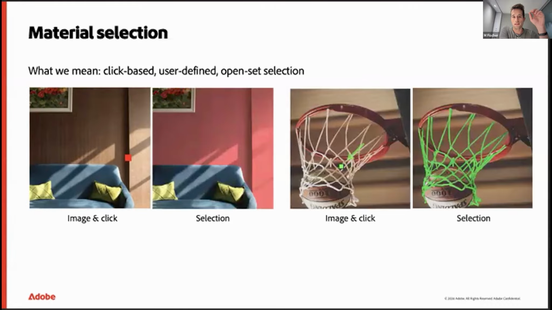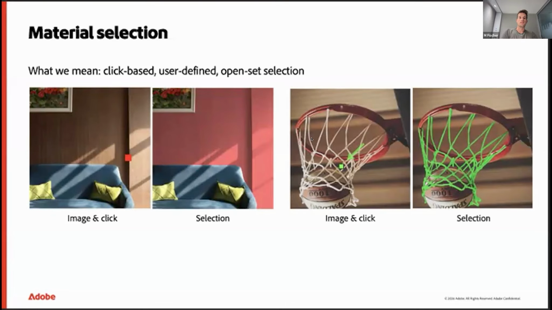And on the right side, in this example, all the white netting is covered in green. And I apologize for the confusion with the mask colors, but you will see throughout the talk that these are all results from different papers, and we had different conventions and different ways of plotting things. So again, material selection: user click-based, and then you get a pixel mask that covers the same material.